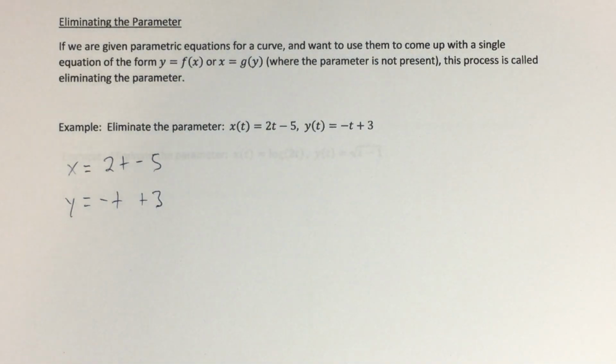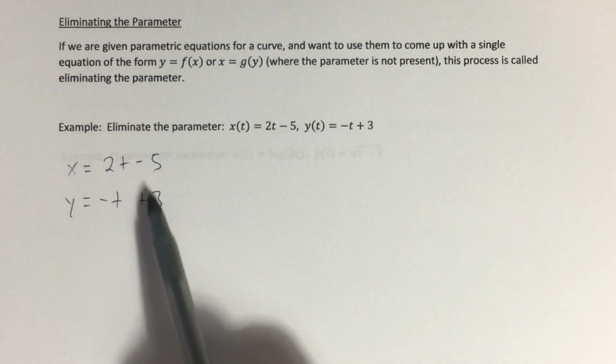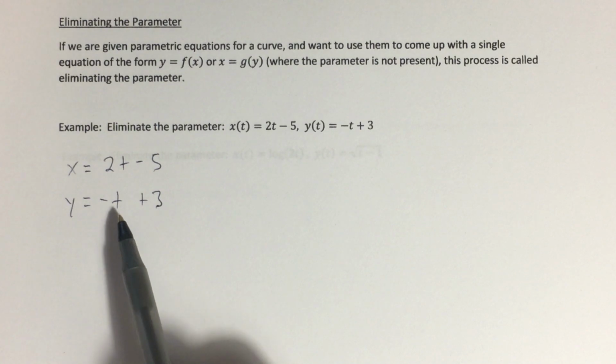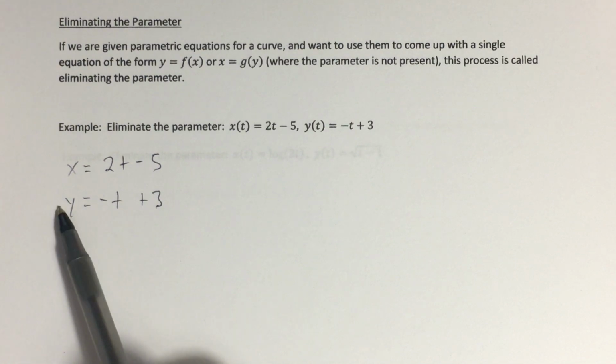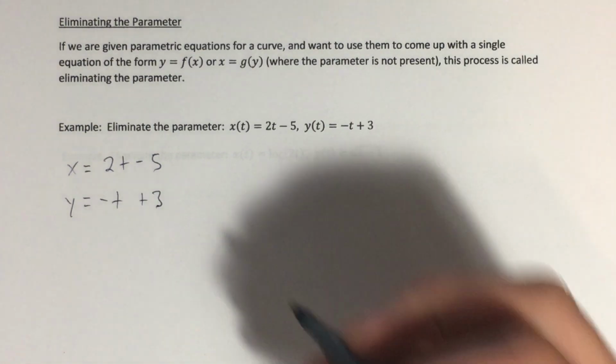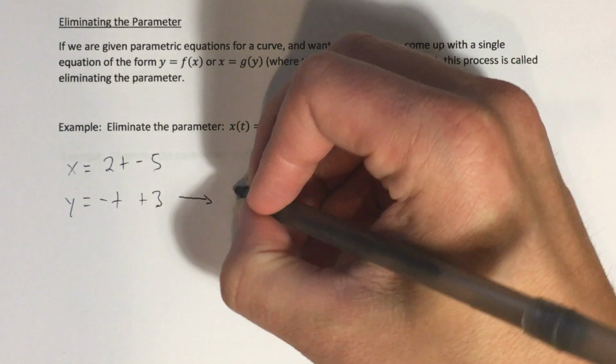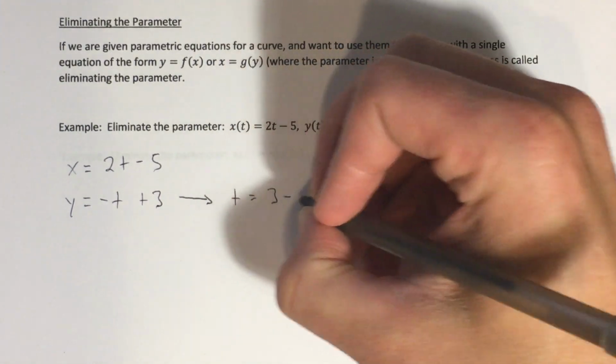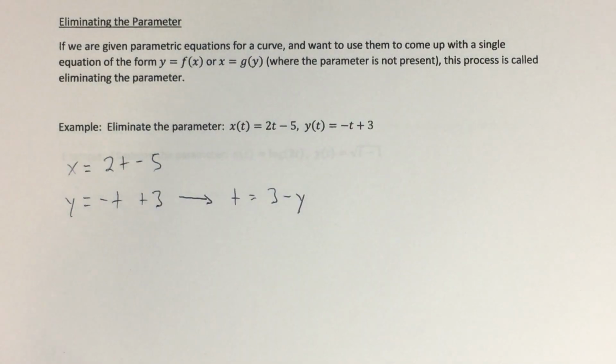Now there's different ways to go about eliminating the parameter, but one very common way that we're going to use here is to choose one of the two equations that you're given and try to isolate the parameter t. So notice that's not too difficult to do here. If I added t to both sides and subtracted y from both sides, I would see that t is equal to 3 minus y. Okay.